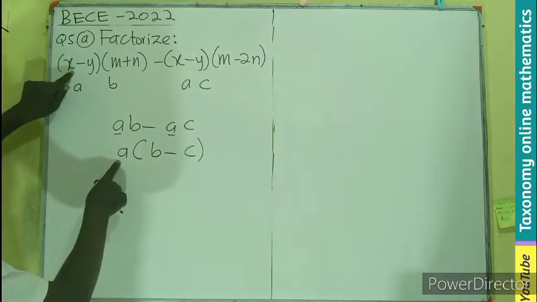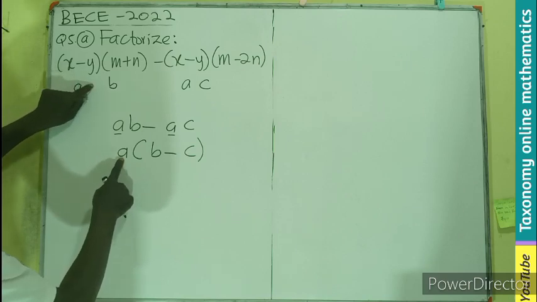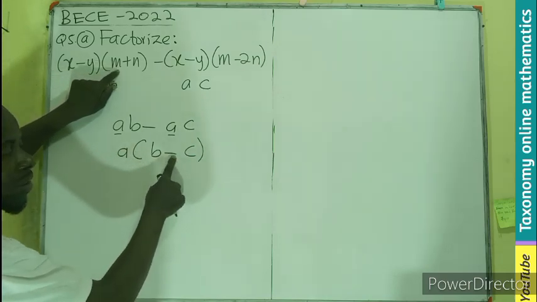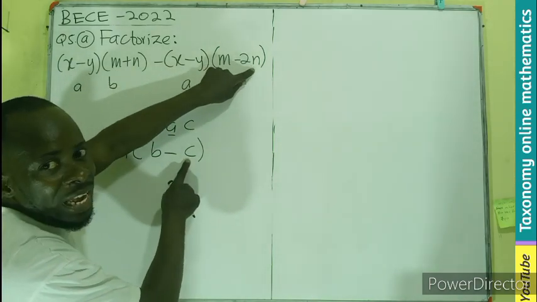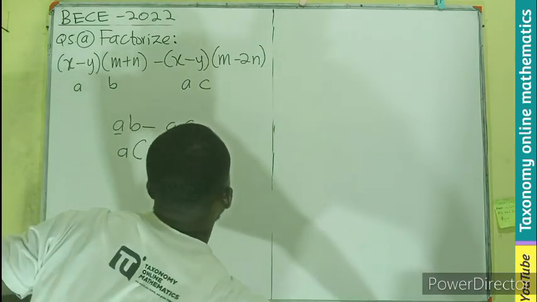So now, in place of a, I'll be putting x minus y. In place of b, m plus n, minus, into bracket, these are two terms, so m minus 2n. Then we see if there will be any simplification. We will simplify.